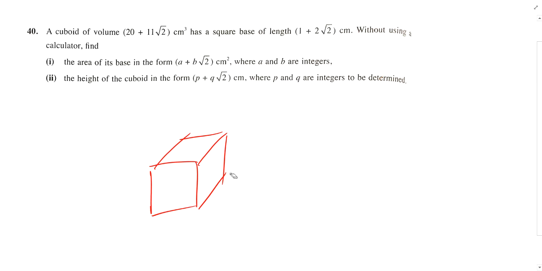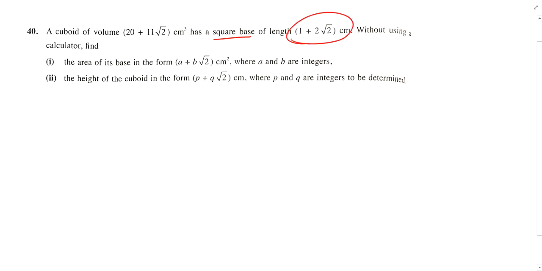So you must know how to calculate the volume of a cuboid. It has a square base of one side, 1 plus 2 root 2. Find the area of the base. Okay, who needs help for this? Okay, next, find the height of the cuboid. Who needs help for this? Okay, so for part A, part 1, what was the answer? 9 plus 4 root 2. Okay, so this is the area.